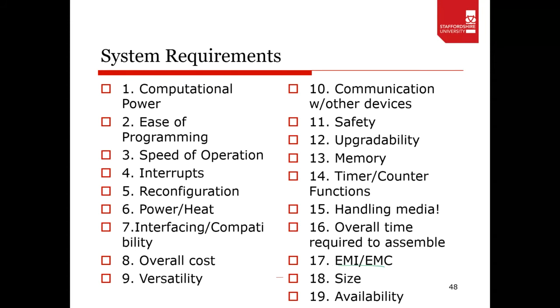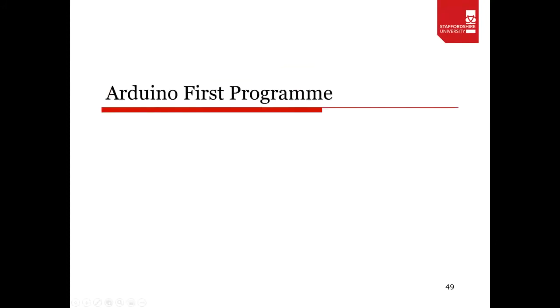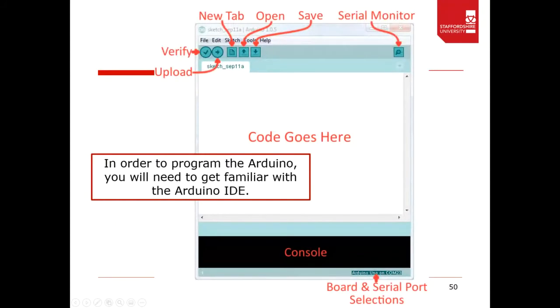I've known it as EMC, but there's also EMI, which I'm guessing is interference. So electromagnetic compatibility and its size and availability. So for most of you, I'm guessing that this is familiar.